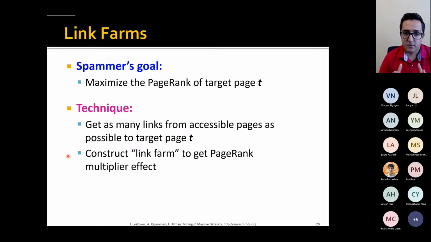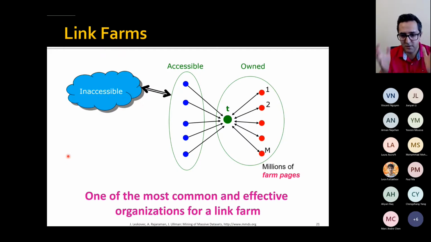So again, the spammer's goal is to maximize the PageRank of a target page T. And the idea is to get as many links from accessible pages like weblogs, YouTube, whatever place that it can add a link, and also construct a link farm. These are the pages that are owned by the spammer to also increase the PageRank. So this is a nice overview of what we talked about. So we have these inaccessible pages. We don't care about them.